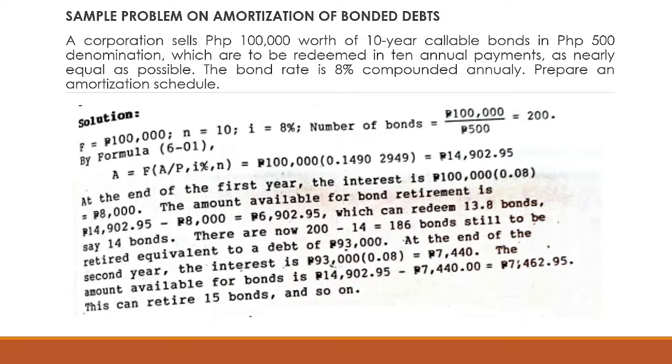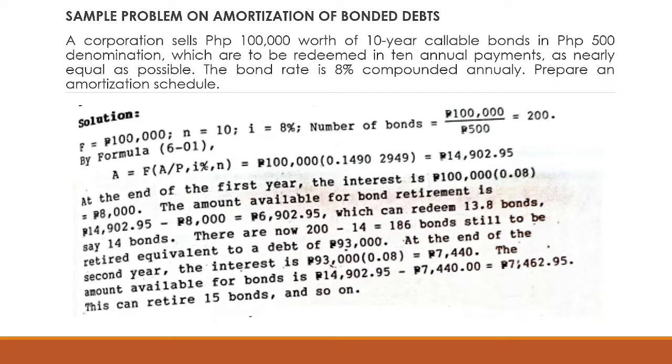At the end of the first year, the interest is 100,000 times the interest rate, which is 8%, which is equals to 8,000. The amount available for bond retirement is 14,902.95. You minus the interest, which is 8,000. You will have 6,902.95, which can redeem 13.8 bonds or approximately 14 bonds.